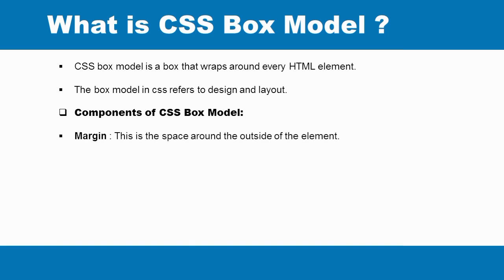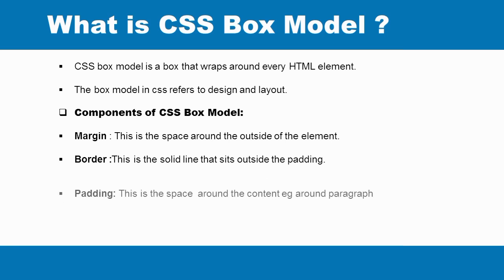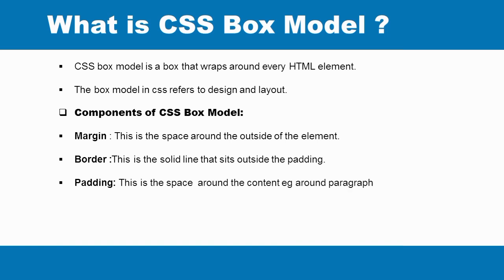So we have the margin, which is the space around the outside of the element. Next, we have the border. This is the solid line that sits outside the padding. We've got the padding. This is the space around the content. For example, if you have a paragraph, the space around the paragraph can be regarded as the padding.